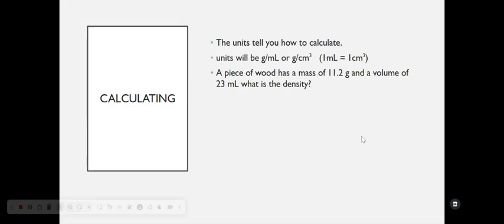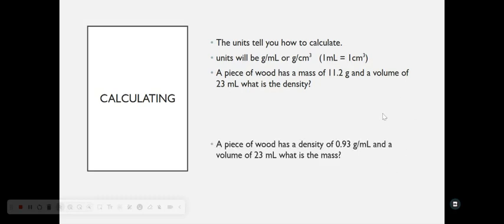So let's try an example. Here's a problem, and you read it and you notice 11.2 grams are given and 23 milliliters. D equals M over V. Plug into the equation and solve for these two. Give them a try and let's see how you do.